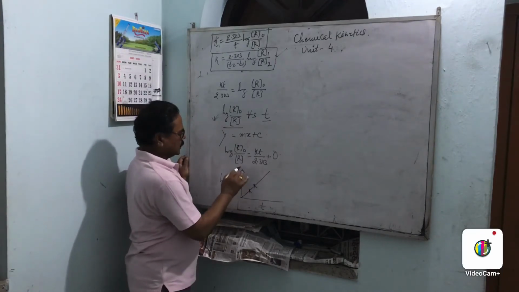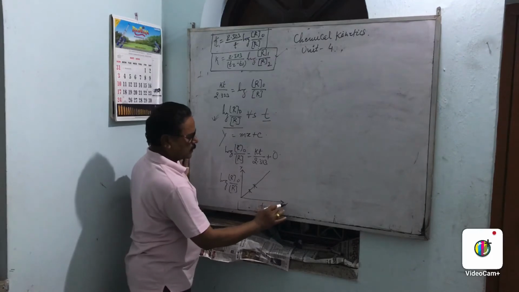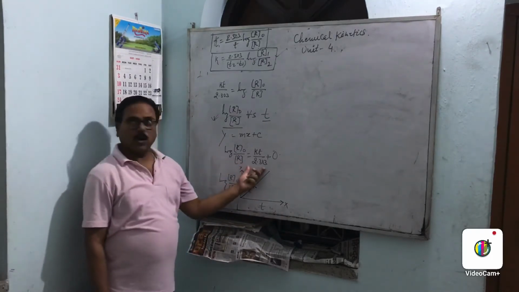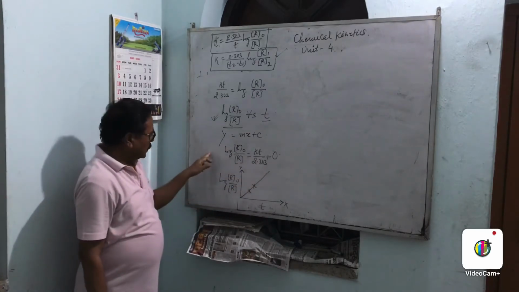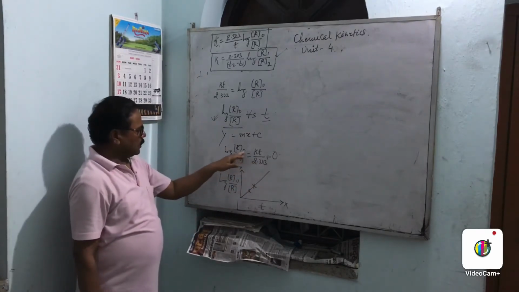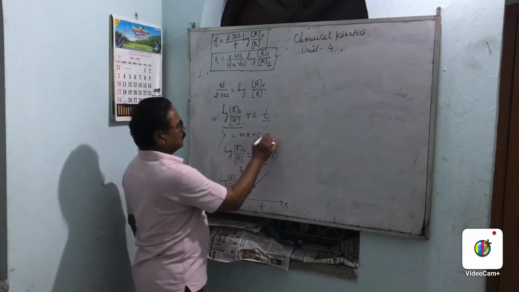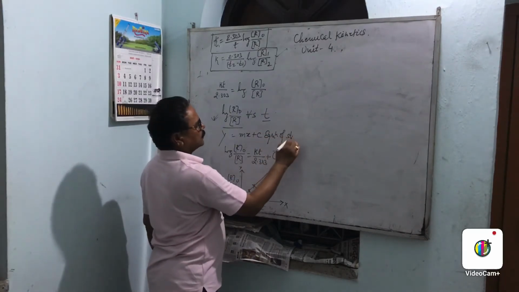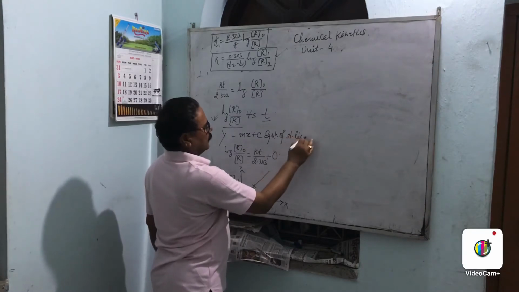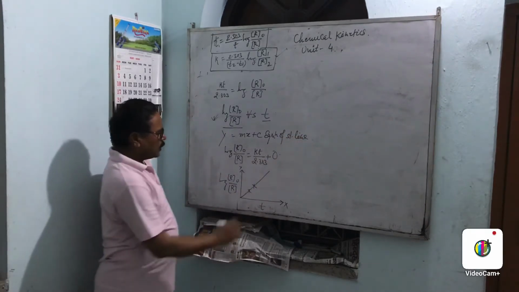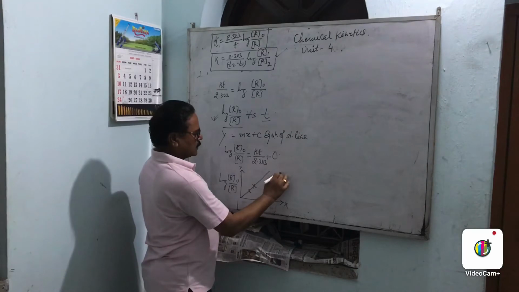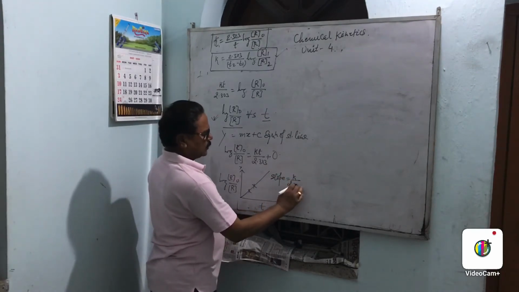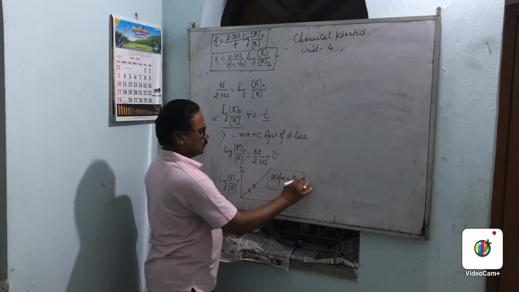This is the y-axis and this is the x-axis. This is the concept to plot the graph on the basis of y is equal to mx plus c, the equation of a straight line. So what will be the slope here if asked somewhere? Slope is equal to k by 2.303. This will be the slope.